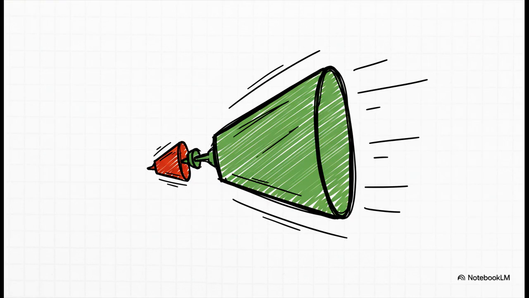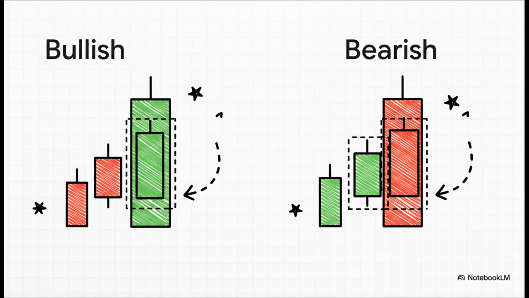Now, rejection is one thing, but what about a complete, total takeover? Our next patterns show us exactly that, a massive shift in power from one side to the other. Let's talk about the engulfing patterns. The name really says it all here. An engulfing pattern happens when the second candle's body is so big that it completely swallows or engulfs the body of the candle right before it. I mean, you can't miss it. It's a huge visual sign that something dramatic just happened.